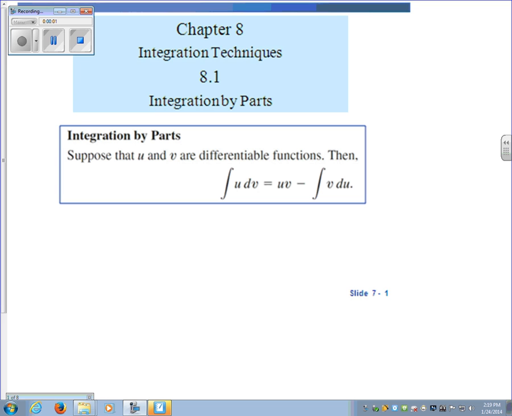Okay, previously when we were doing the u substitution, I noted that the u substitution is how you reverse the chain rule. So if a problem required you to use the chain rule to take the derivative, you would need the u substitution to find the antiderivative. Now what we want to look at is how would you find the antiderivative of a function that required the product rule. So integration by parts reverses the product rule.